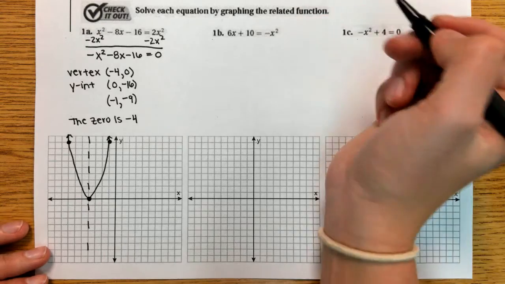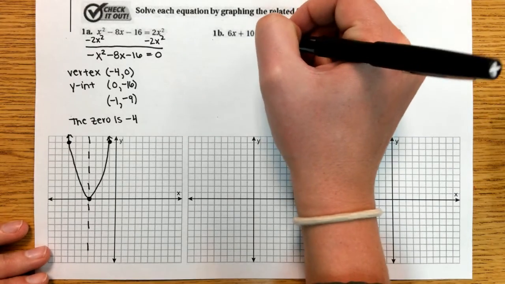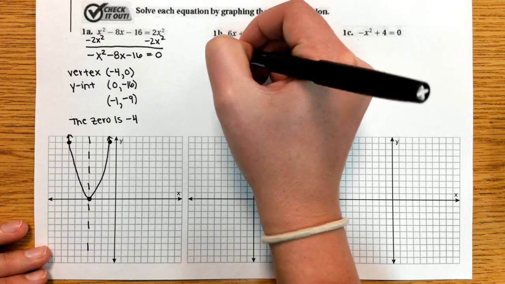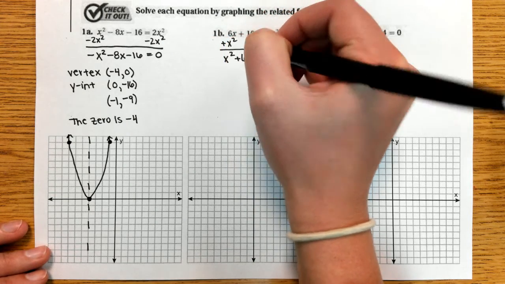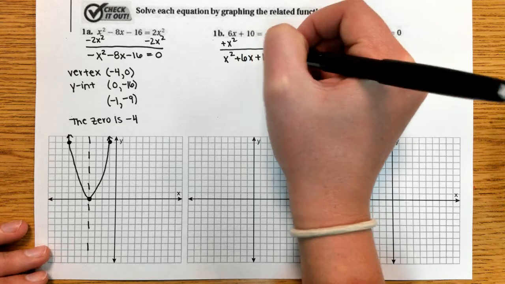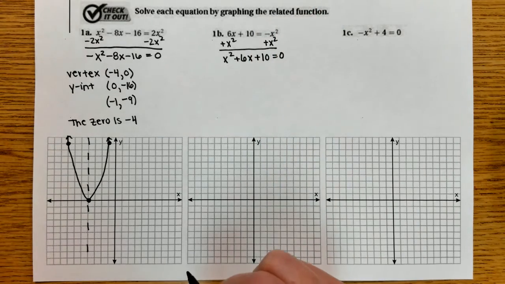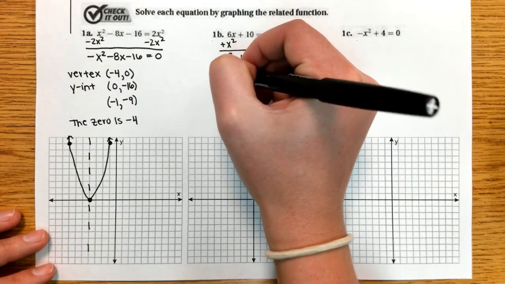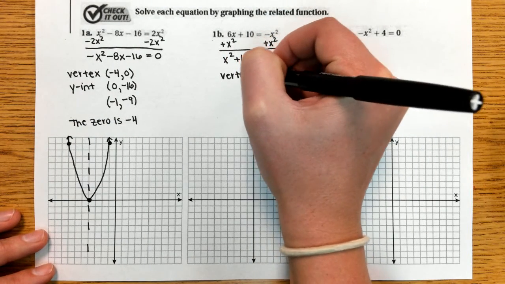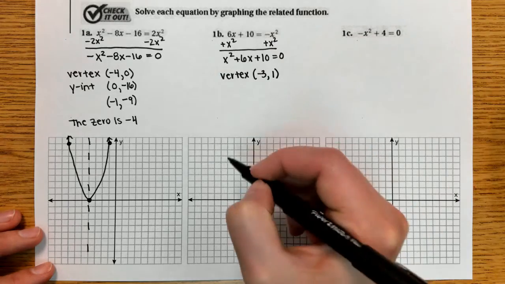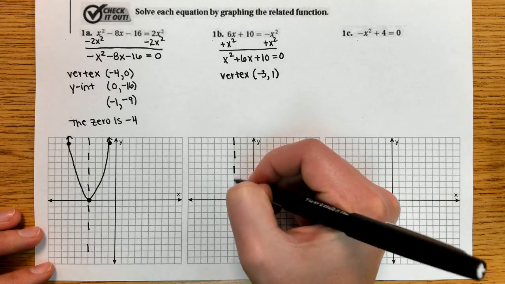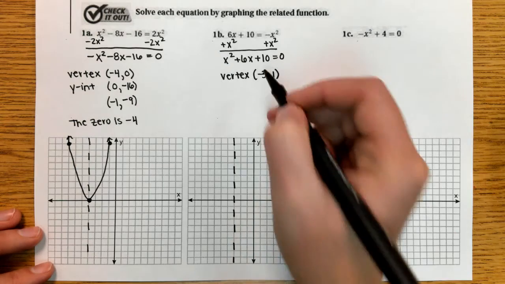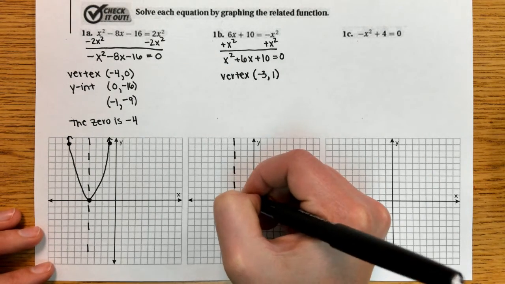For B, I'm going to have to rewrite this, so I'm going to add x squared to both sides. So I'm going to have x squared plus 6x plus 10 equals 0. So for this one, my axis of symmetry is negative 3, and my vertex is going to be negative 3, 1. So negative 3 is right here, so that's my axis of symmetry. And then negative 3, 1 is right here.